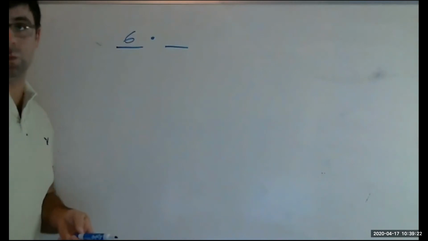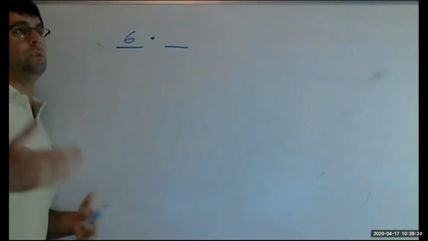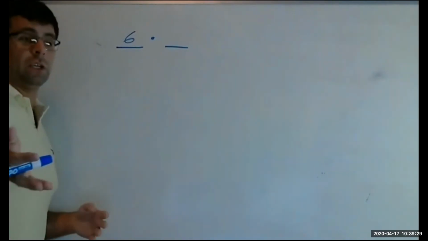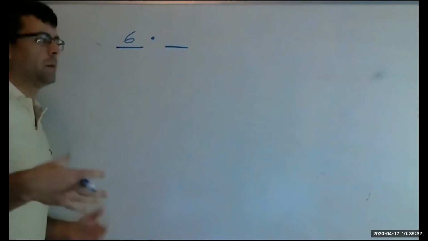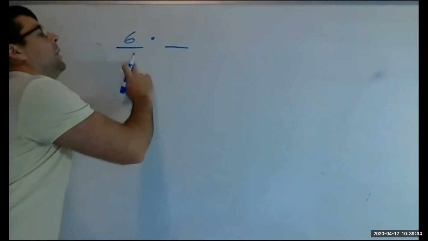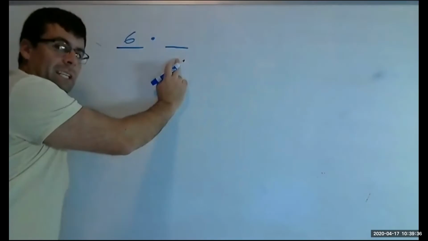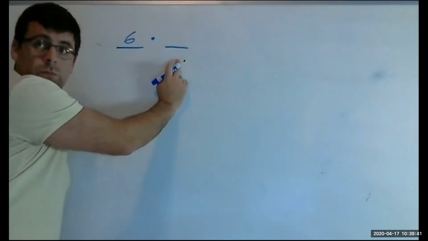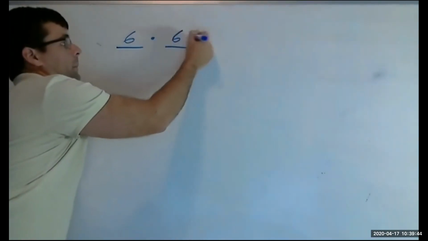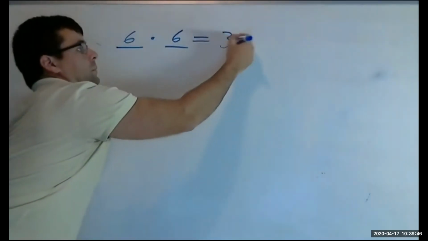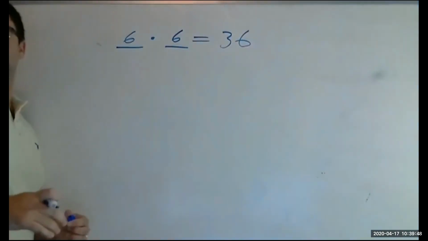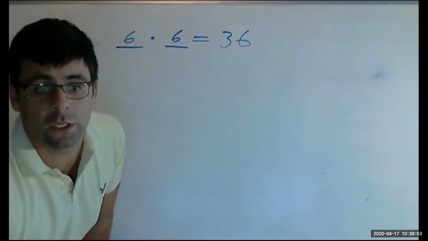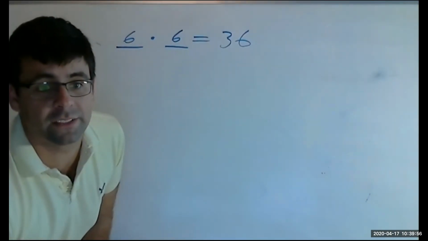Otherwise, you wouldn't be able to tell the difference. And so a 6 and a 1 is the same as a 1 and a 6, but we can tell the difference. So how many possibilities do you have for the second dice? 6. Yeah.